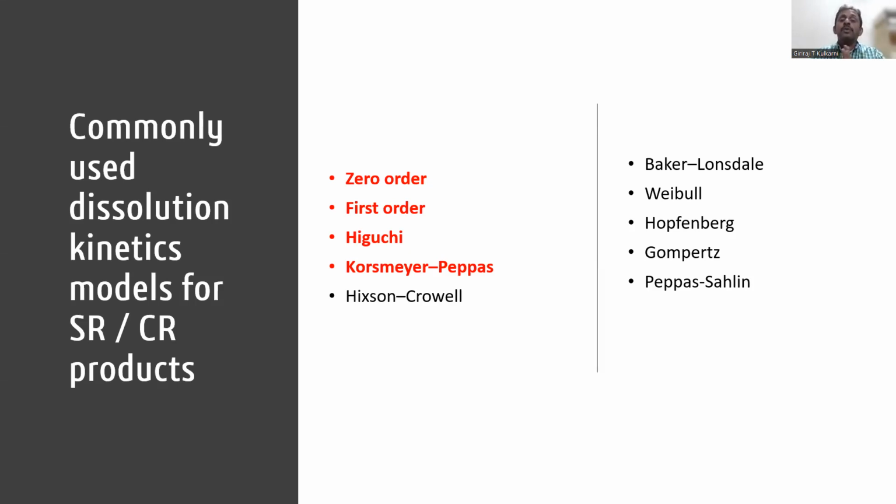But most commonly, we are using the ones which are shown in red color. That is Zero order, First order, Higuchi, and Korsmeyer-Peppas. Now, we are concentrating only on these four equations because we are commonly using them.